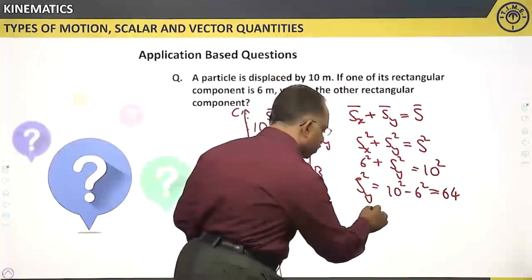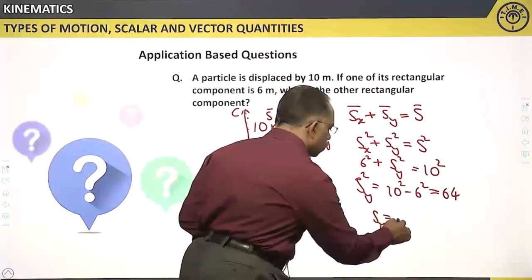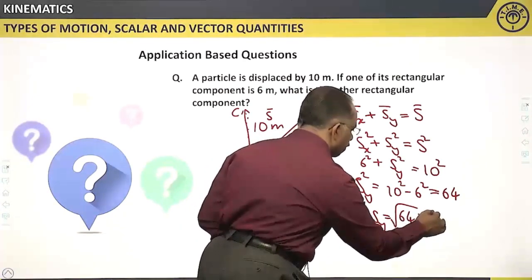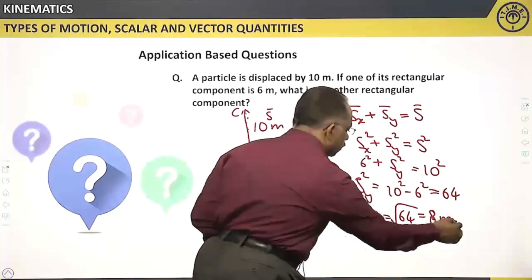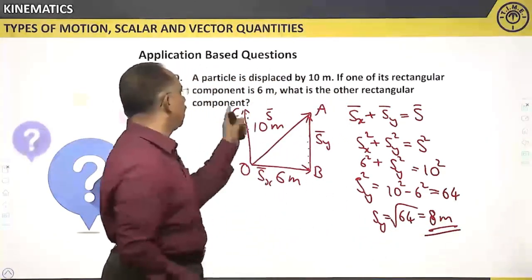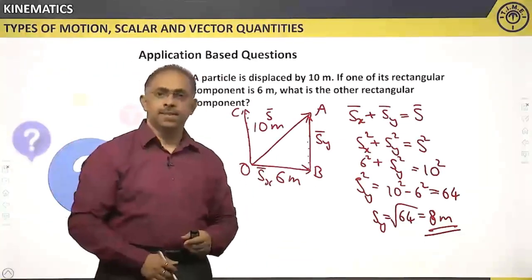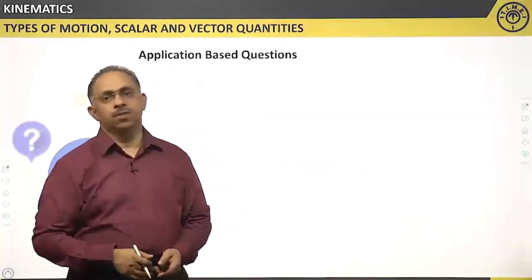So now Sy will be equal to the square root of 64, and that is equal to 8 meter. So 8 meter is the other rectangular component. That is the answer. Is this clear to you? Let us see the next question on the board.